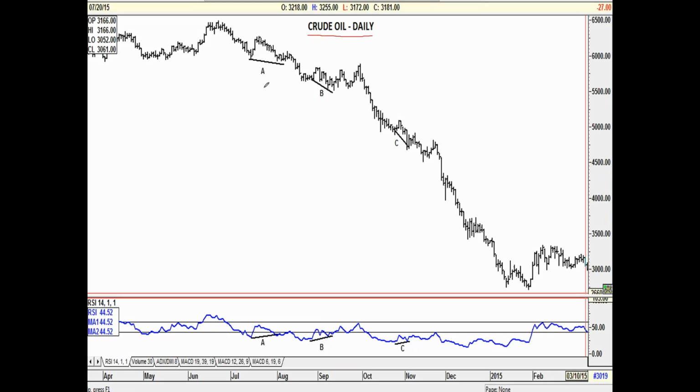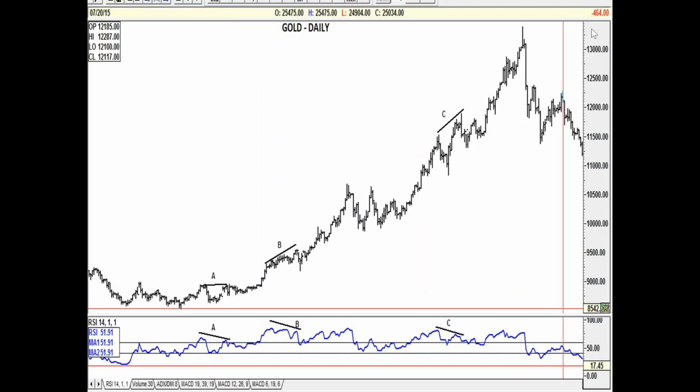So this is the crude oil daily, and at point A you can see there is a divergence. At point B you can see there is a divergence, and at point C you can see there is a divergence. Now every time a divergence occurs, the price has made a new low. So in very simple words, wherever bullish divergence is occurring, price is making a new low. That means bullish divergence always occurs in a bear market.